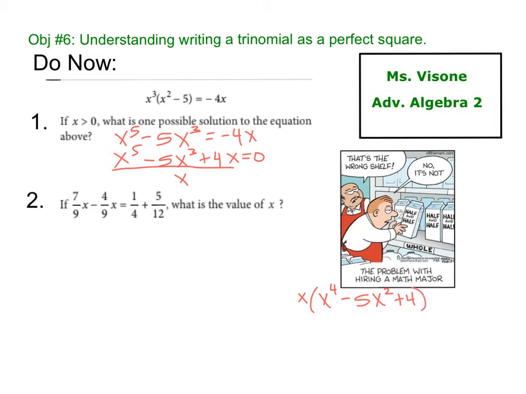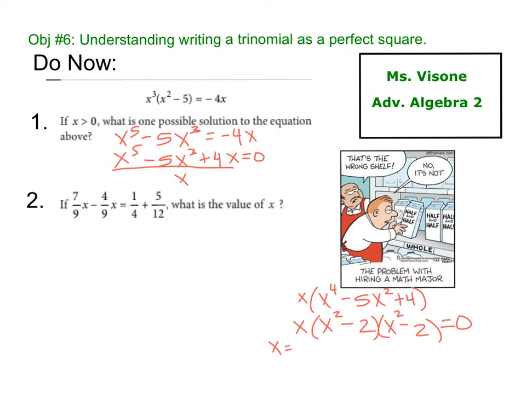Now, we've done similar ones to these with dots, but not this one in particular. So if you notice, this is 3 terms. We are looking for numbers that multiply to 4 and combine to negative 5. So it's 2 and 2. But because it's an x to the fourth, we're going to do x squared minus 2, x squared minus 2 equals 0. Now the question did say x has to be greater than 0.